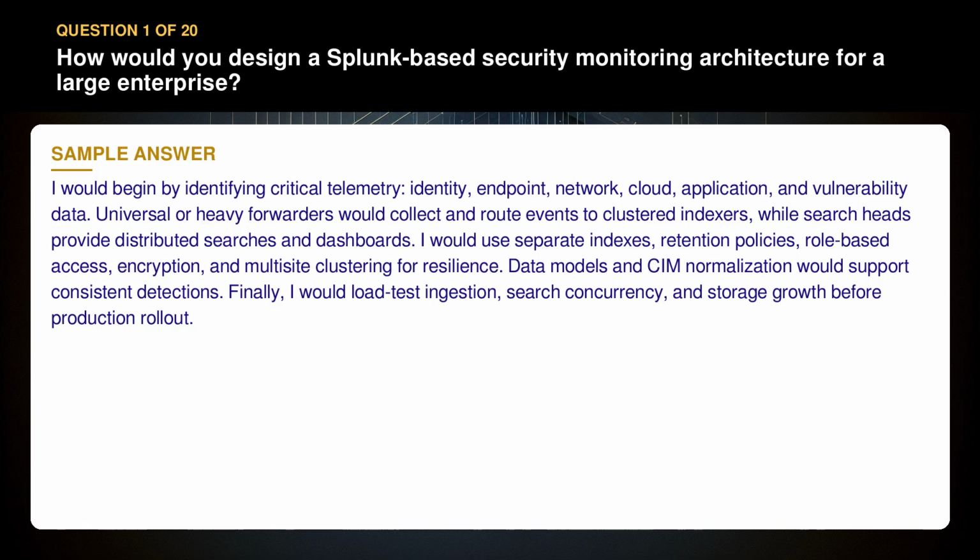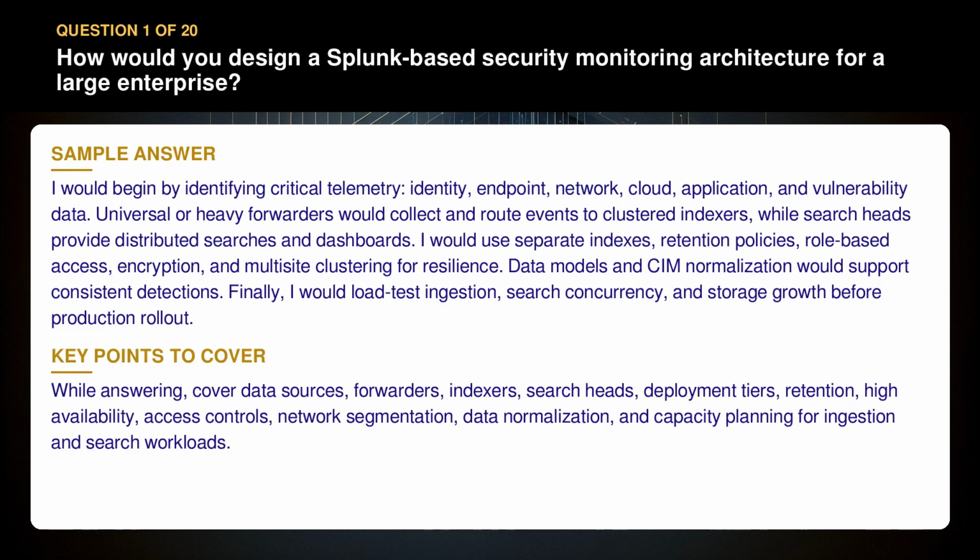Data models and CIM normalization would support consistent detections. Finally, I would load test ingestion, search concurrency, and storage growth before production rollout. While answering, cover data sources, forwarders, indexers, search heads, deployment tiers, retention, high availability, access controls, network segmentation, data normalization, and capacity planning for ingestion and search workloads.